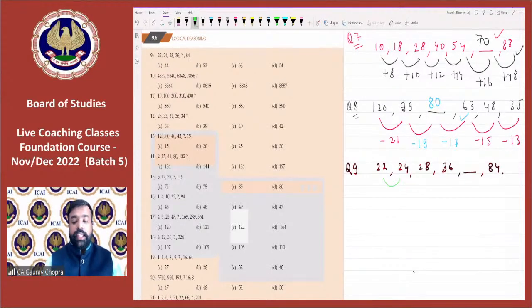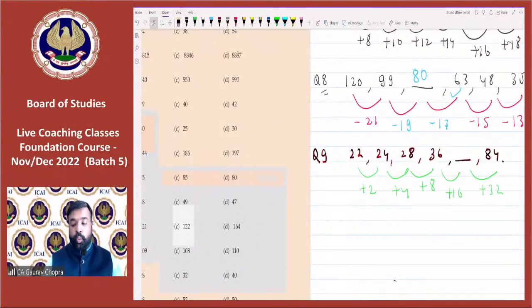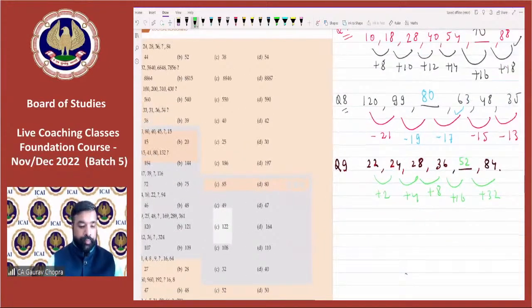Now this time what we have to do, check the difference: plus 2, plus 4, plus 8. So we can see that the difference is getting doubled this time. So 2, 4, 8, the next gap should be 16 and then it should be 32. So now 36 plus 16 is how much? It is 52. And then 52 plus 32 becomes 84. That means this is the correct answer, 52.